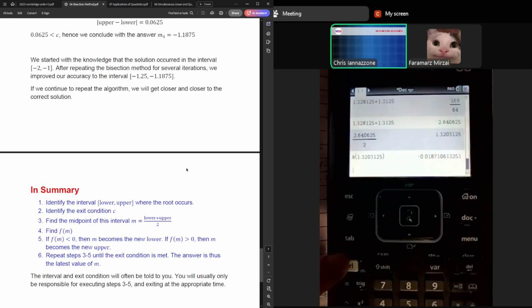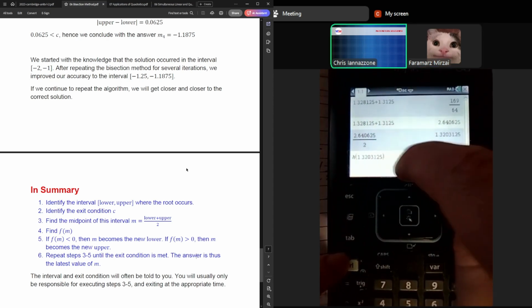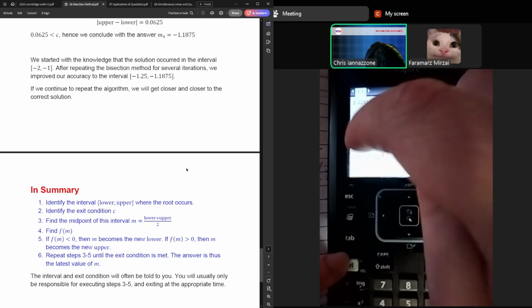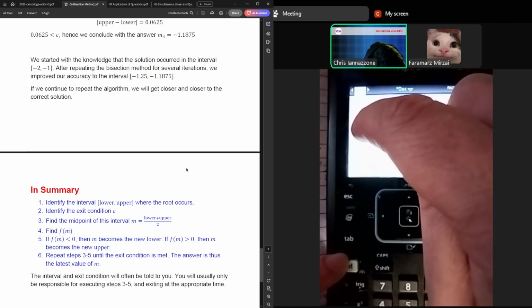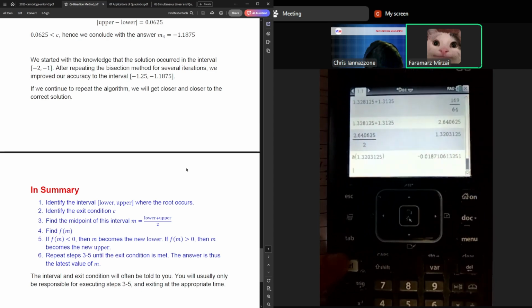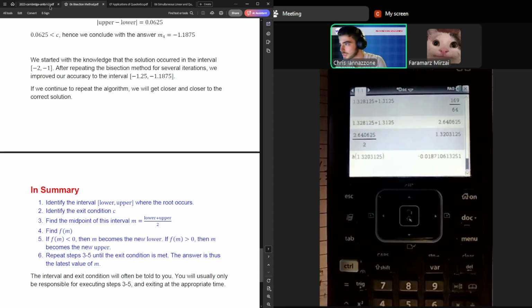I think we won. We did? Yeah, because this is a... No, it's not, because this is the... That was lower. That was upper. 1.32, 1.32. We won. 1.32, final answer, right? Yeah, that will be the final answer.